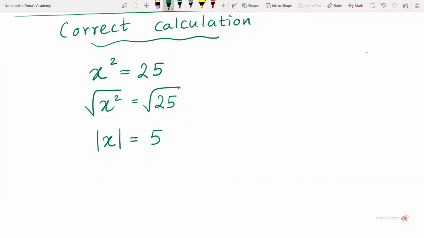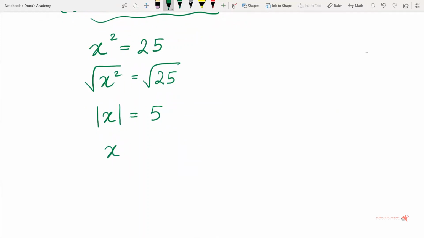All right, now what can you say about x? Absolute x is equal to 5. Then what can we say about x? x should be either positive 5 or negative 5. Anything else? No, not at all. So the answers are plus or minus 5. So this is how we should solve this equation.